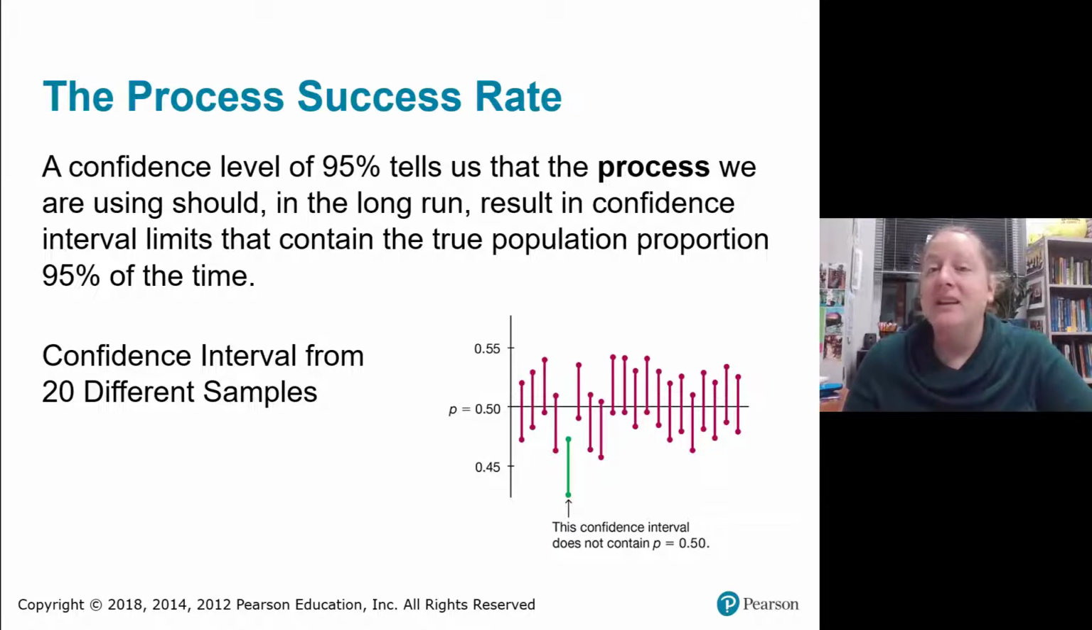And this is exactly what should happen with a 95% confidence interval. Most of the time, the population proportion should fall into that actual confidence interval that we've calculated through our process, and every once in a while, it won't.